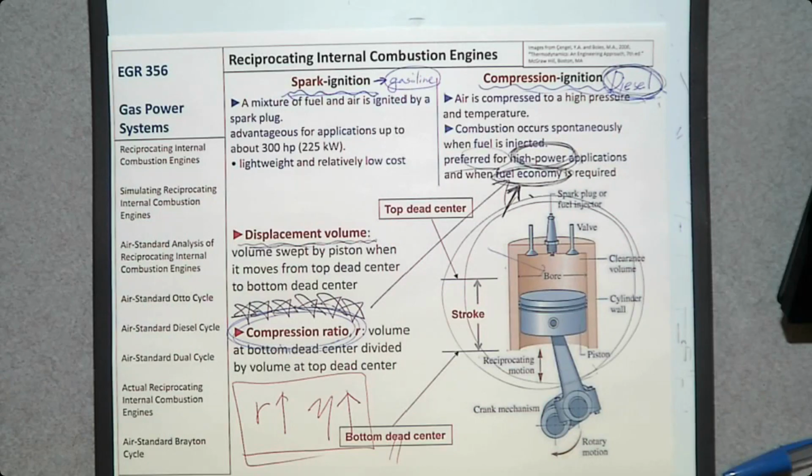And then we inject the fuel so that we can have combustion at extremely high pressure and high temperature. That's how we can increase the compression ratio, and that's how we can achieve higher thermal efficiency. So in general, diesel engines are more efficient than gasoline engines.